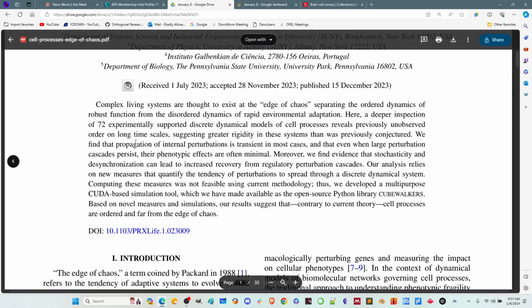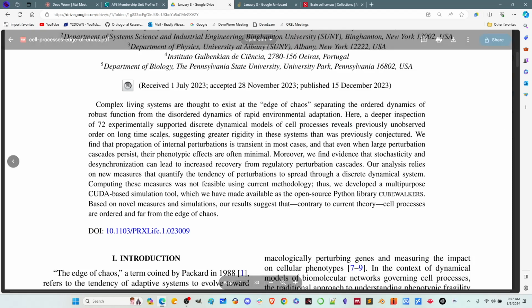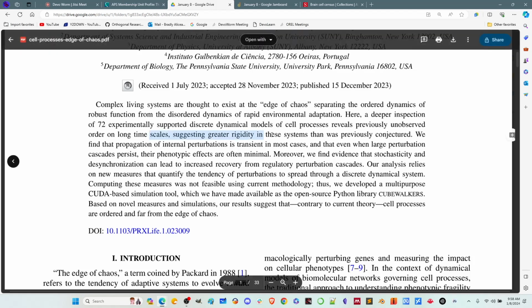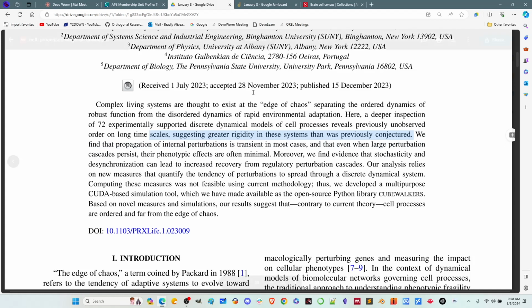It reveals previously unobserved order on long time scales. So they're simulating them over long time scales, and there's this order in the system that they're identifying. This suggests a greater rigidity of these systems than was previously conjectured. So we go back to this idea of the edge of chaos. When we think about chaos, we think about it being disordered, and we think about it being highly adaptive if it's on the edge of chaos.